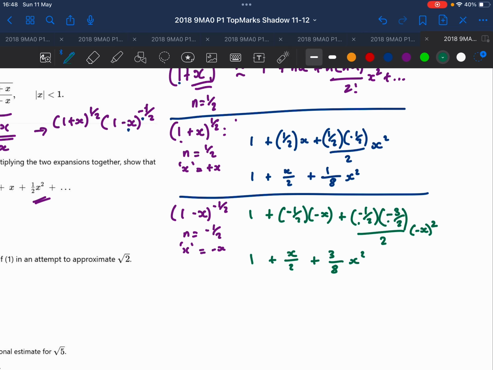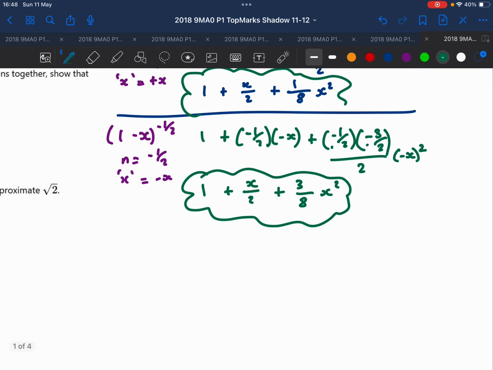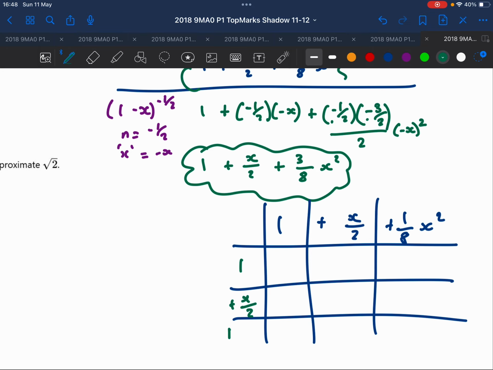Now we need to multiply these together. So I'm going to multiply this result here by this result here. And the way I'm going to do it is I'm going to use a grid. I think it works very nicely with this particular type of question. So that's one of the results. And the other result is 1, a positive x over 2, and a positive 3 over 8 x squared.